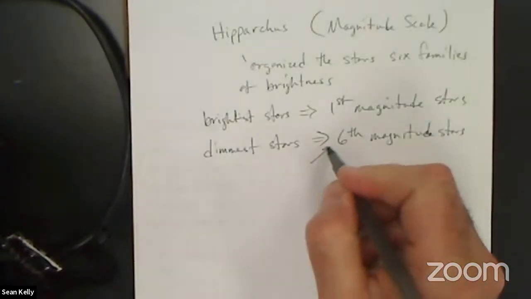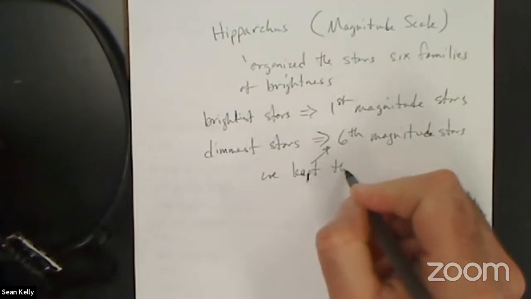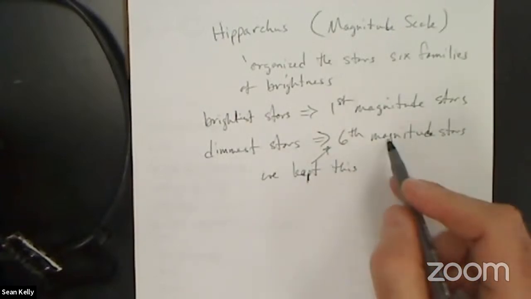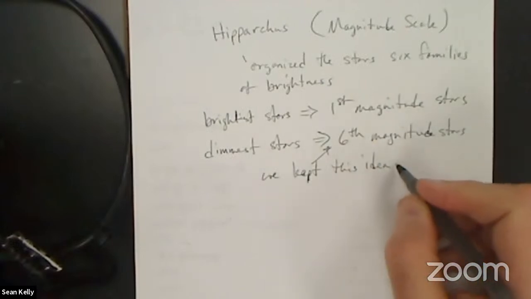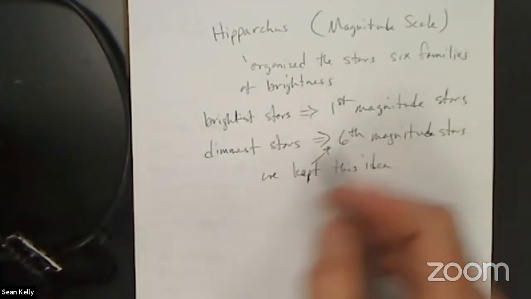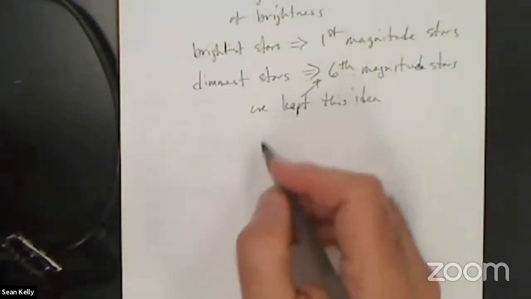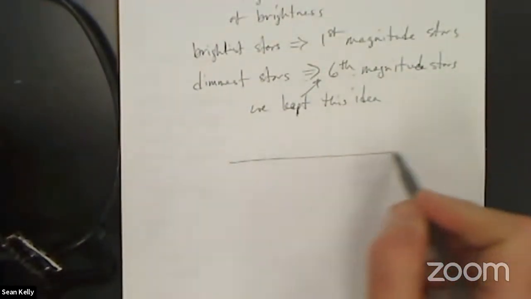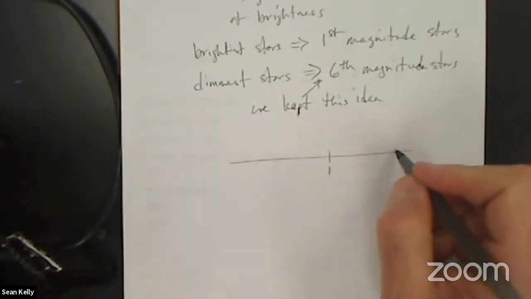But we kept this idea that the dimmest star that a human eye can see is a magnitude six. It's the dimmest star that you can see is called a magnitude six. Okay, so how does this work? We're gonna draw a number line, and I'm gonna put the number one, and I'm gonna put the number six.